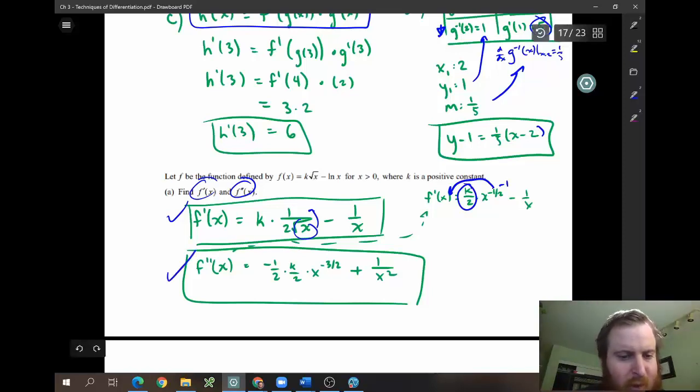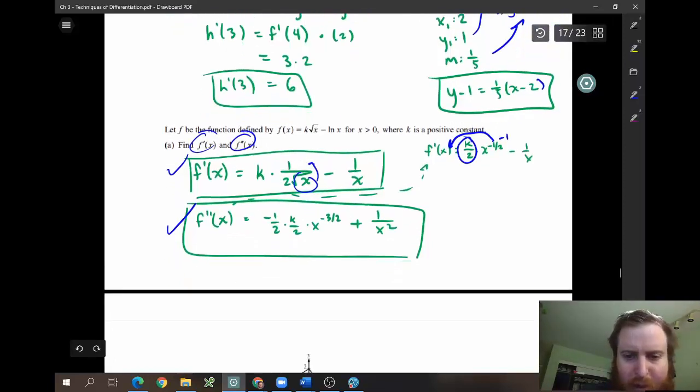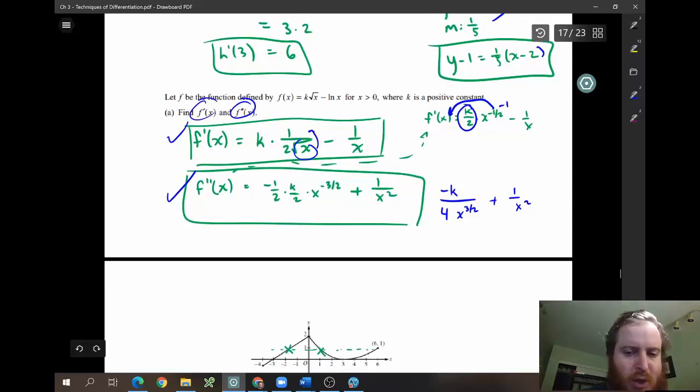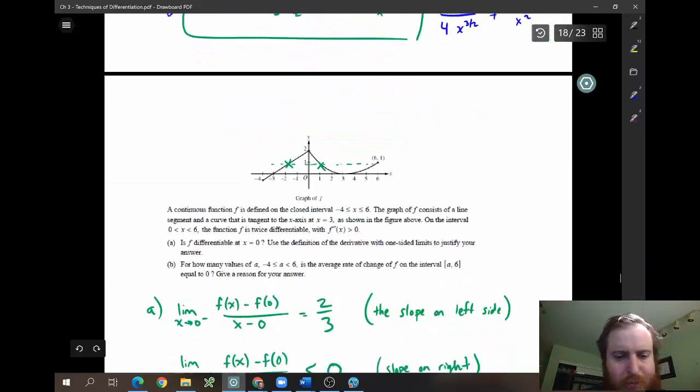On free response, just leave that as your answer. Don't even worry about simplifying it. Technically, if we simplified it, we would have gotten something like negative k over 4, x to the 3/2, so you could even have square root of x cubed, plus 1 over x squared. But honestly, I wouldn't even worry about it. It's just a chance for you to mess up, so don't do it.